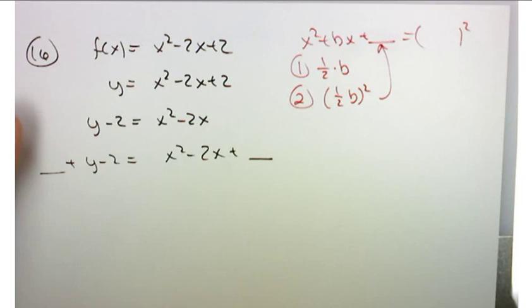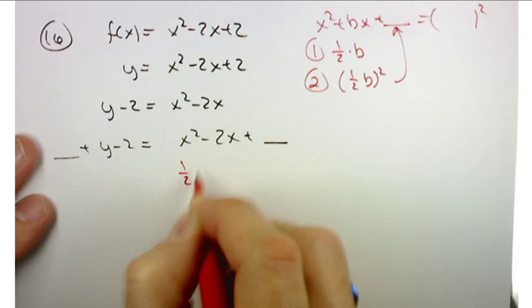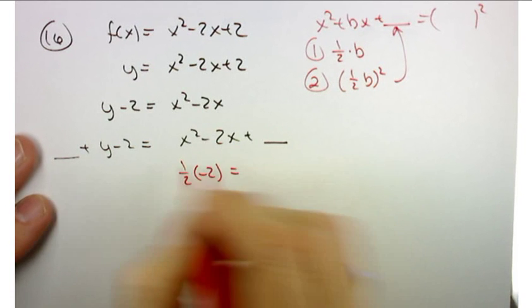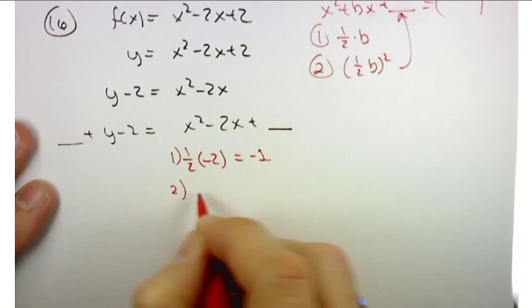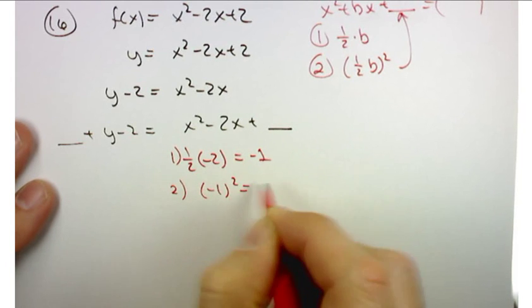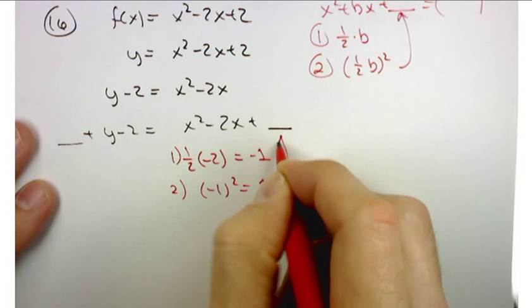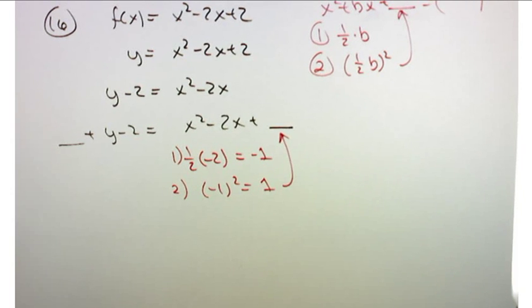So this is obviously an ultra-fast review. Hopefully it's something that you've seen before. What's that look like here? Well, I'll take 1/2 times negative 2. That's going to be negative 1. If I take negative 1 and square it, I get positive 1. And that's the number that I want to put right there. Let's put a positive 1 here.